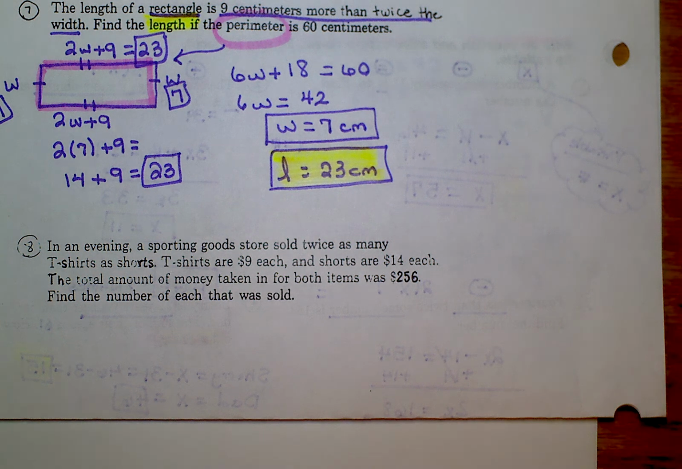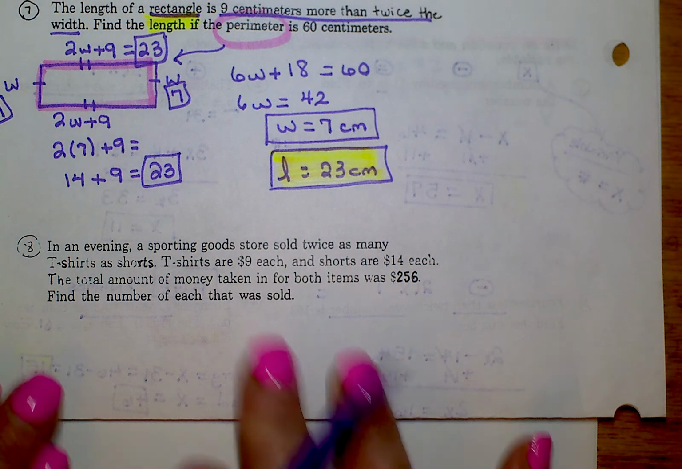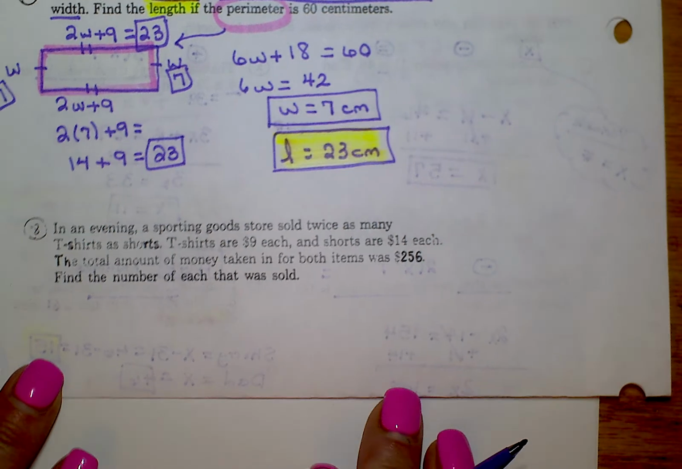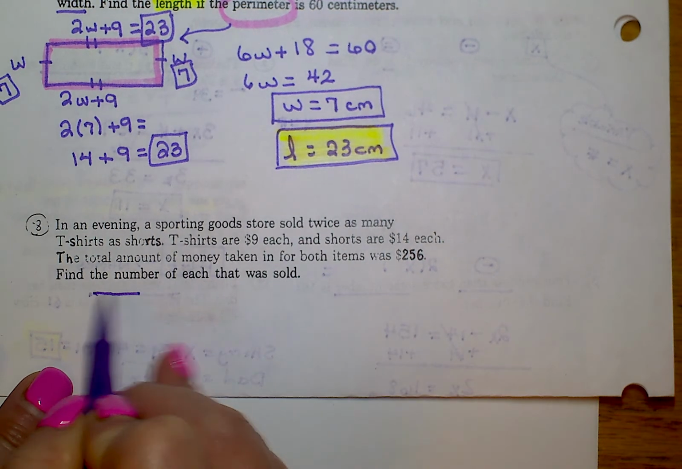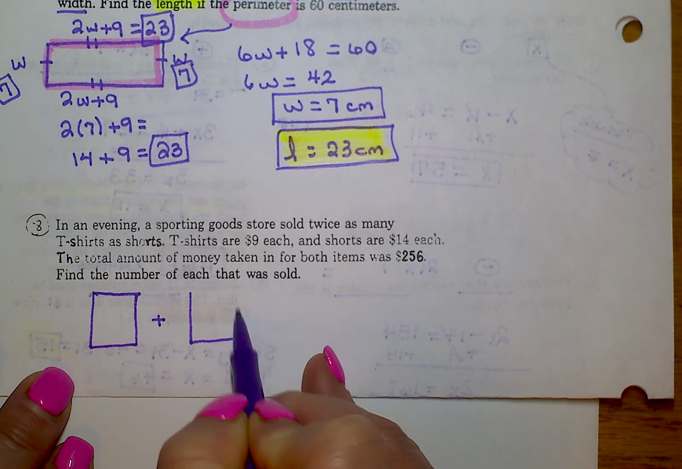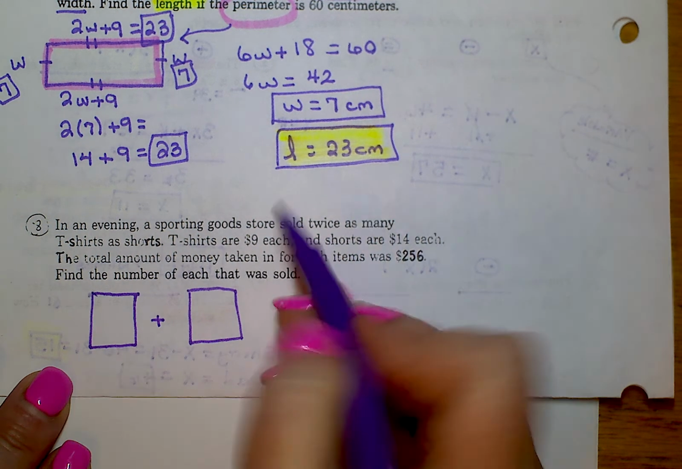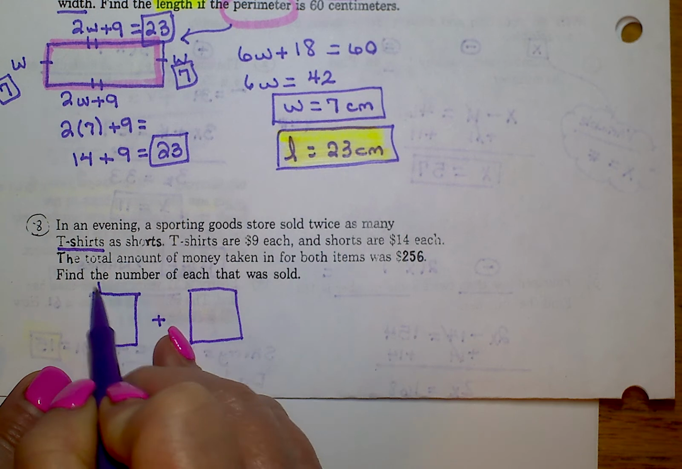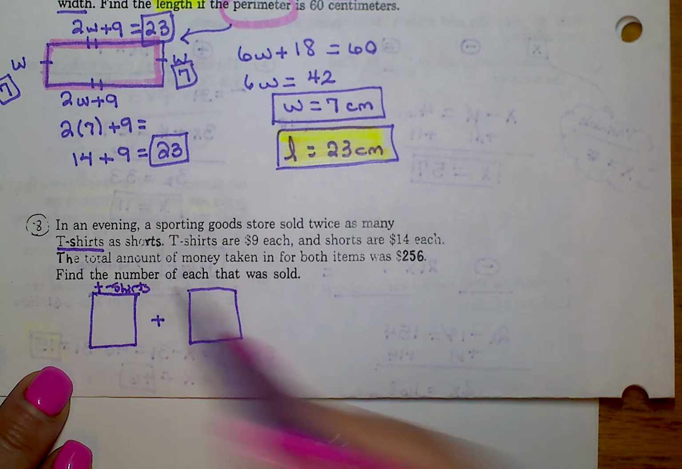In an evening, a sporting goods store sold twice as many t-shirts as shorts. T-shirts are $9 each and shorts are $14 each. The total amount of money taken in for both items was $256. Find the number of each that was sold. When you're dealing with questions like this that has multiple parts, draw a picture to help you understand and organize the information. Now, this time, I'm going to say that this first box has my t-shirts in it.